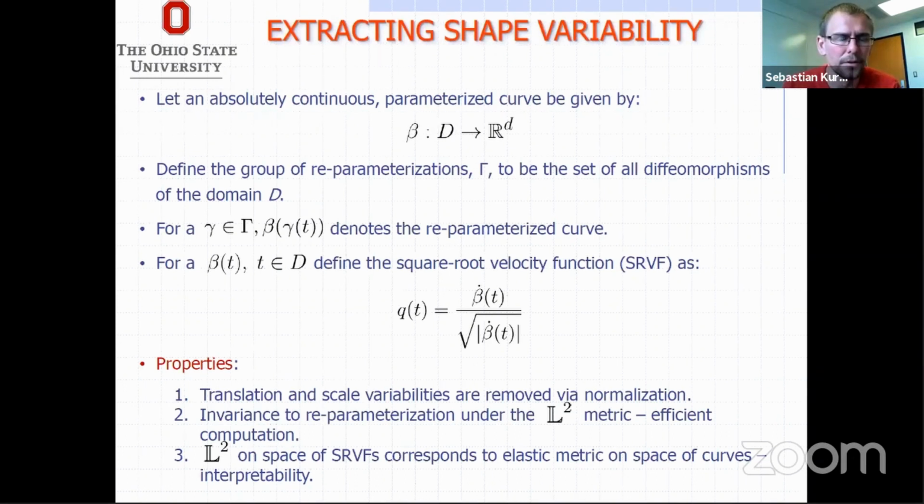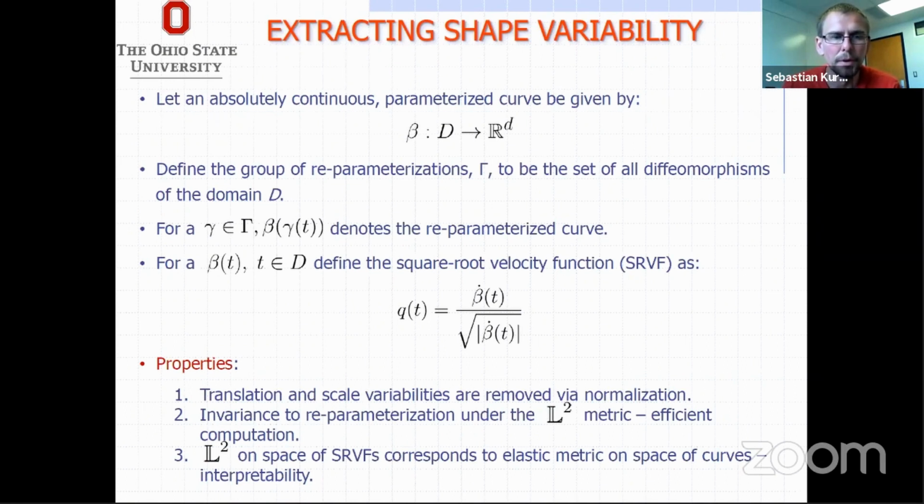I'm going to use beta to denote a parameterized curve. This curve has some domain D, so for closed curves, it's a unit circle. For open curves, it's just 0, 1. The curve can take values in R^D, so you know, these 2D curves where D is 2, or 3D curves where it's 3. To define reparameterizations, we use this group gamma, and these are essentially nice smooth mappings from D to itself.